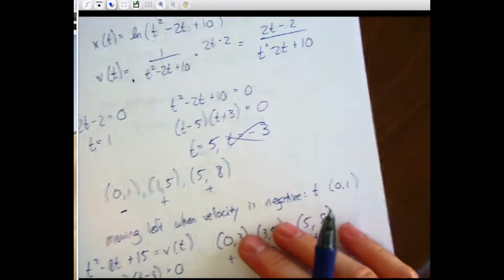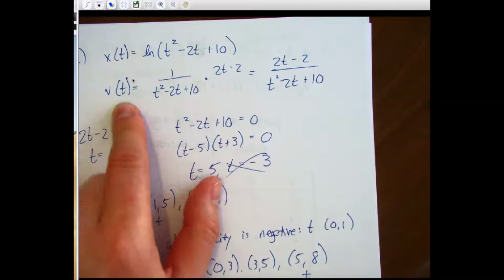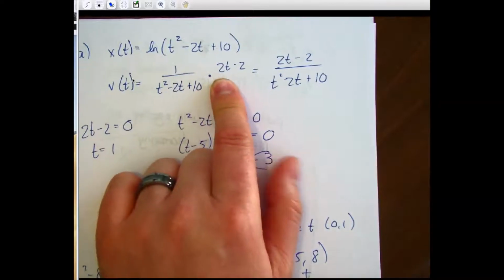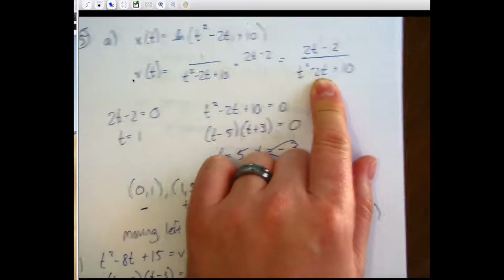Part A, when is P moving to the left? Well, for P, they gave me the position. So moving right and left has to do with velocity. So I found the derivative. This is what I wrote on the previous page. And then just multiply the top times 1 and put it all together. And that's your velocity function.